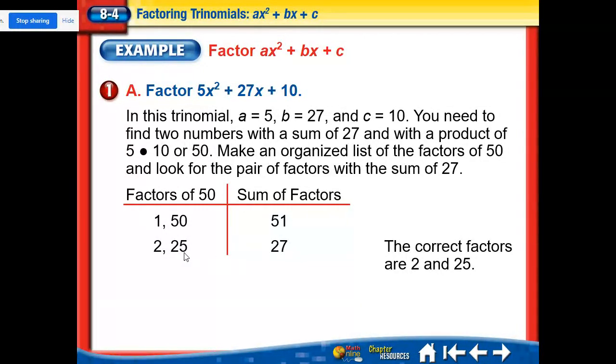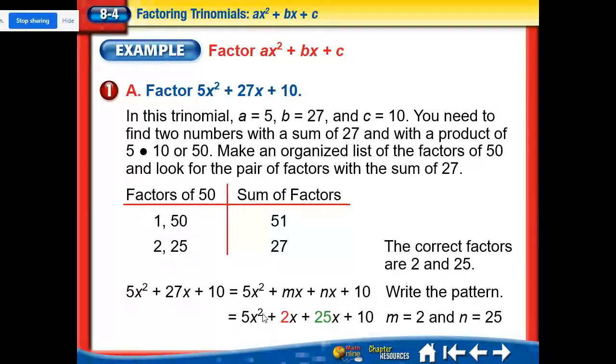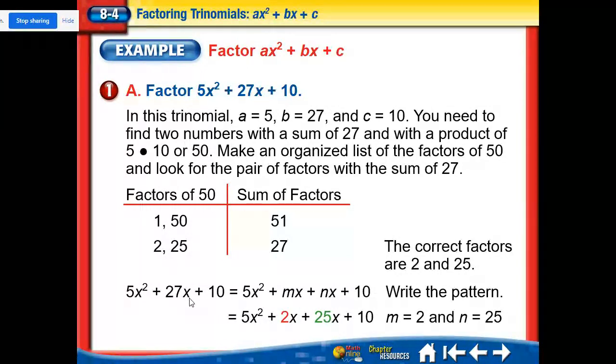Now, before we wrote our answer and that was it. Unfortunately, this is where it changes. We have to go ahead and turn it into a grouping problem. And if you remember, a grouping problem has 4 terms. So we have to go ahead and change this and separate this middle term, this 27, into 2 separate terms. Well, what are those terms? That's what we just found, the 2 and the 25. So notice it's x squared plus 2x plus 25x plus 10. We just kind of took 27 and broke it apart a little bit.